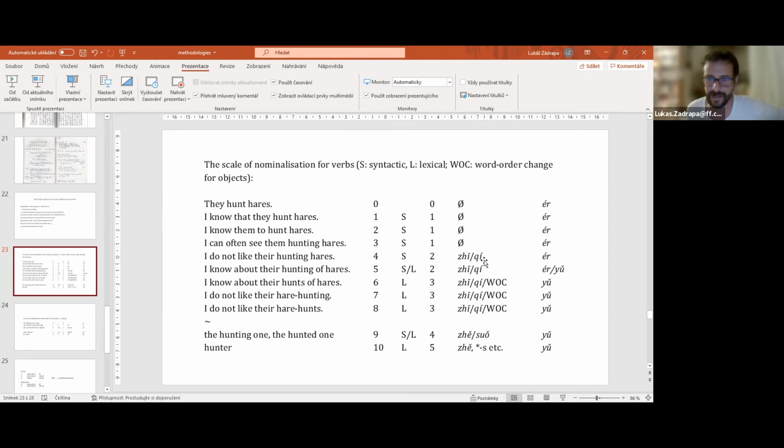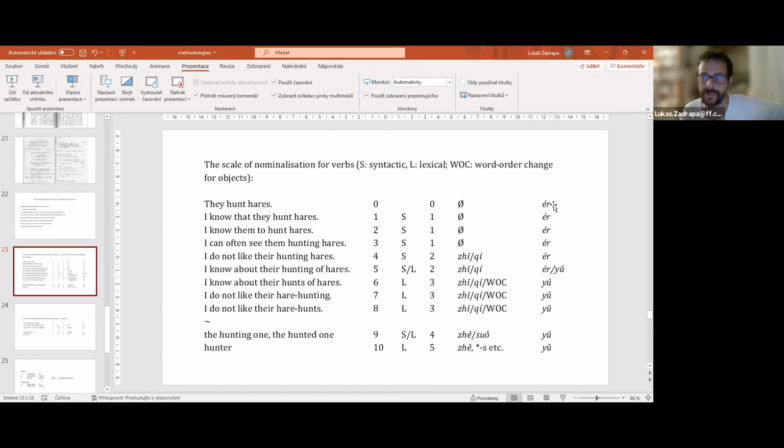Then we have the marker of dependent constructions, so the embedded clauses with zhi or qi, which is the genitive or possessive marking as well. And here, when we have the heaviest kinds of nominalization, we can think of having this word order change for objects. In fact, we have lie tu, to hunt hares, but tulie would be a compound, so it would be the most lexicalized version of nominalization.